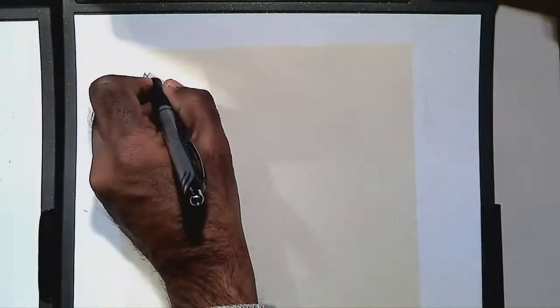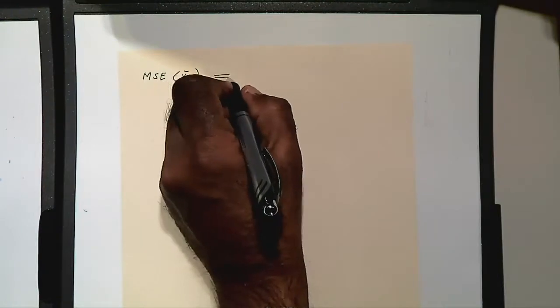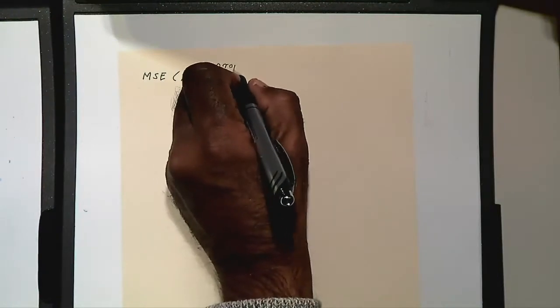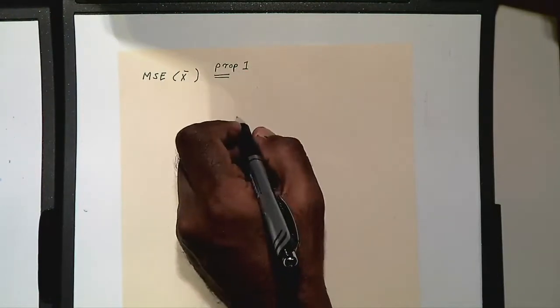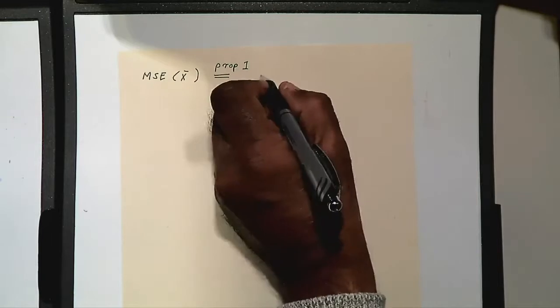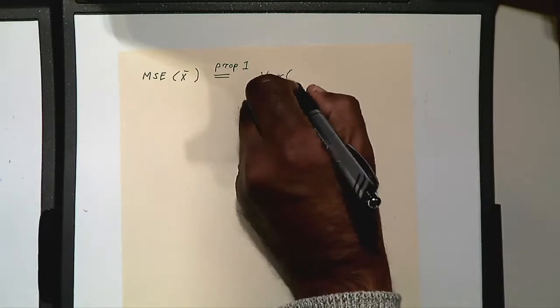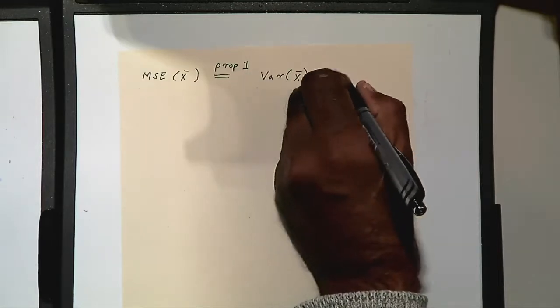I'm doing many examples just to make sure that you follow the concept, right? Now, the next thing we want to work out is the MSE, right? So MSE of X bar using property 1. You remember property 1, which says that this is the same as the variance of X bar plus the bias squared.